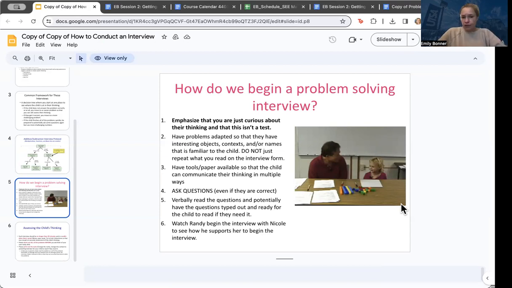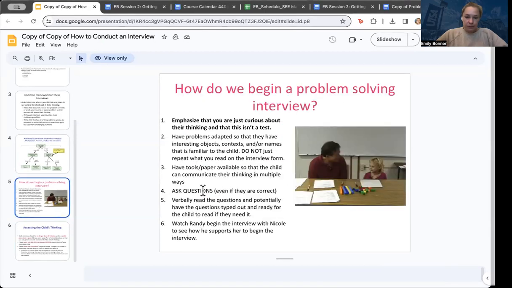So you're emphasizing, I'm just trying to understand how you're thinking about these different problems. And you can solve it however you want to. I'm just going to sit and listen, right? So your role in this case is just to hear and record what the student is doing. You're not offering any, yes, that's correct. No, that's not correct. You're just running through the problems. Okay.